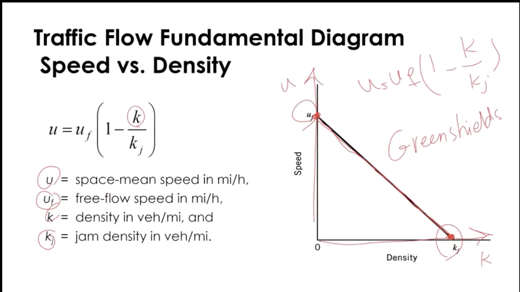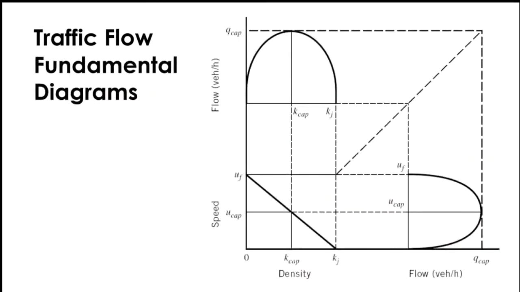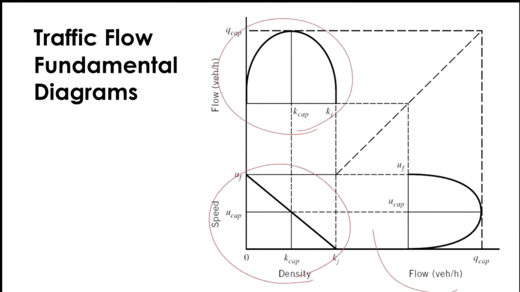Same thing with the initial one. As long as we have free flow speed and jam density, we can convert density to a speed. And now if you put all these three relationships next to each other, this was the density flow relationship, this was density speed relationship, and this is flow speed relationship. These are called traffic flow fundamental diagrams.